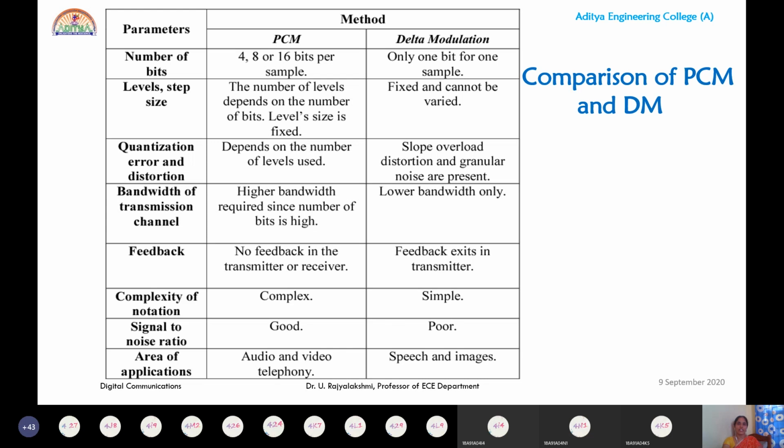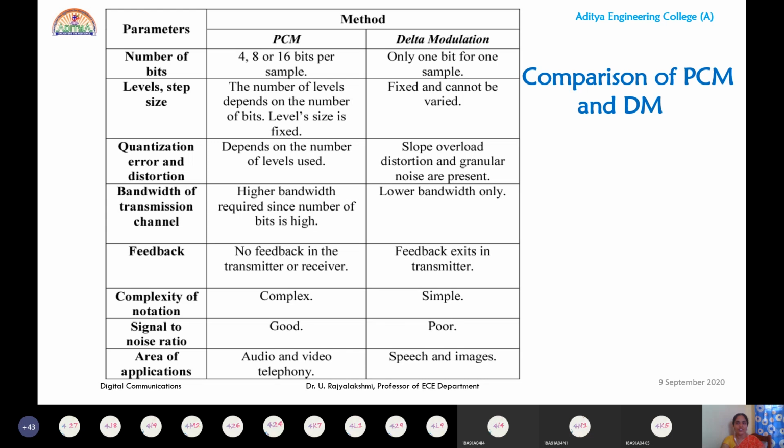Regarding the number of bits, we already discussed many times that in PCM we represent n as the number of bits transmitted per sample. What is n in the case of PCM? N is the number of bits transmitted per sample. In the case of PCM, the number of bits transmitted per sample can be either 4 or 8 or 16. In general, for many applications, you can take n as 4, 8 or 16.